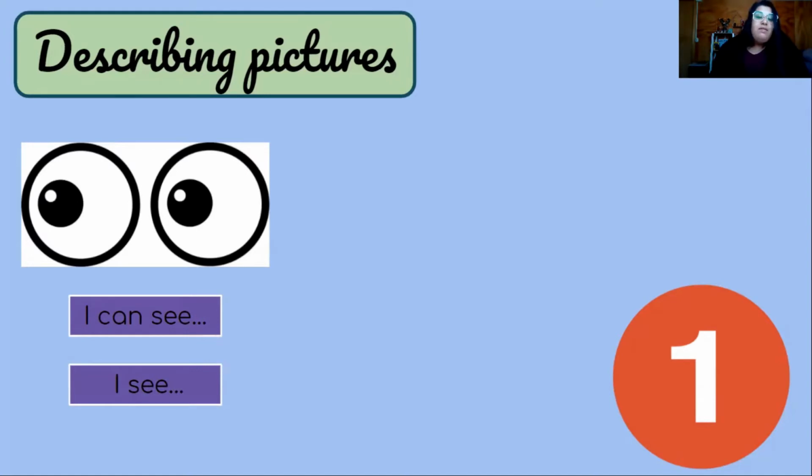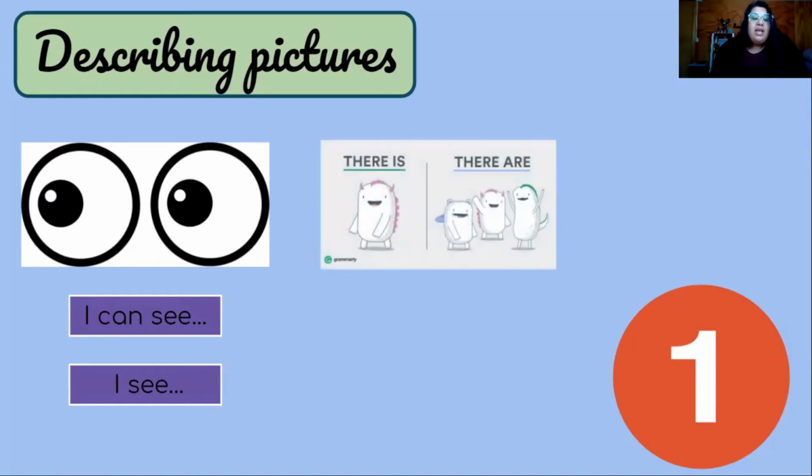¿Ya? Vamos a ver la foto y la primera expresión que vamos a decir va a ser in the picture I can see or I see in the picture. ¿Ya? Que sería yo veo en la foto o puedo ver. And then we can also say there is or there are. Remember to describe what we are also seeing. ¿Ya? Para describir lo que también estamos viendo.